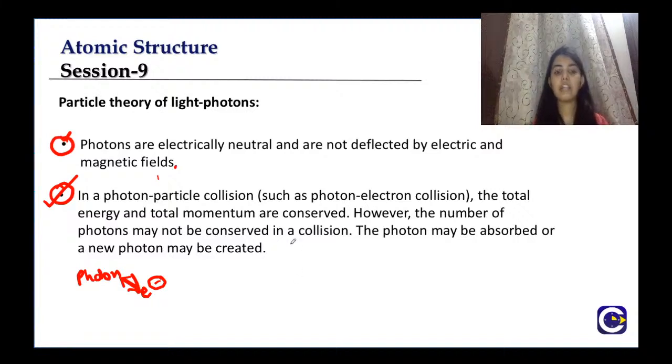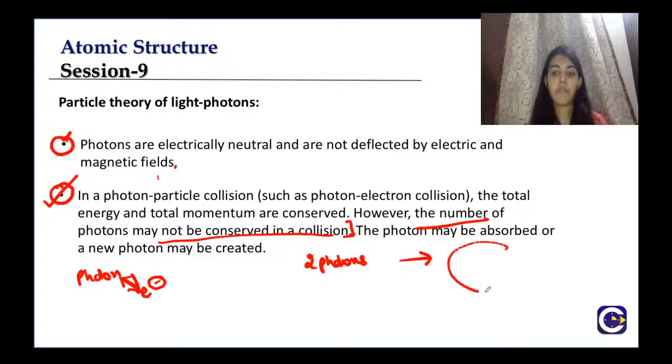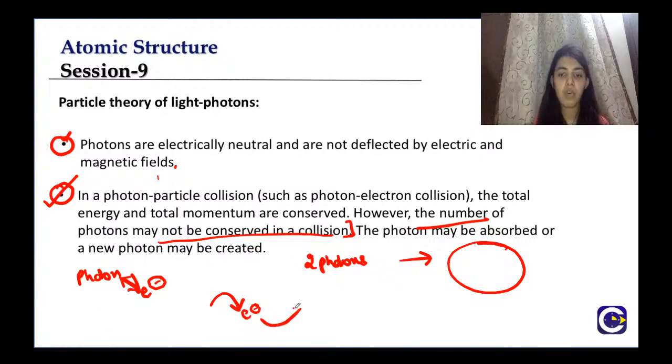But here occurs an anomaly: the number of photons may not be conserved in a collision. That means if the number of photons was 2 before the collision, after the collision the number of photons can change, right? Either they may decrease. How may they decrease? Because the electron will absorb the energy of that particular photon. Or a new photon may also be created when energy is given out by the electron. Am I clear? This point is very important. It was once asked in the examination.